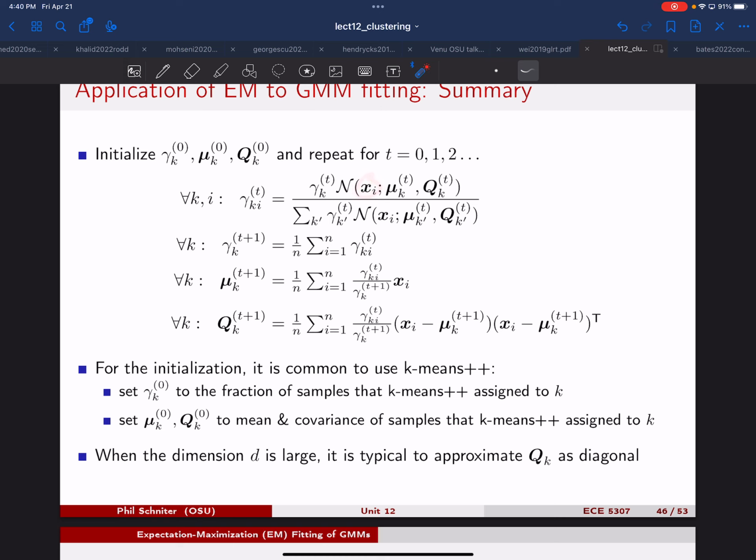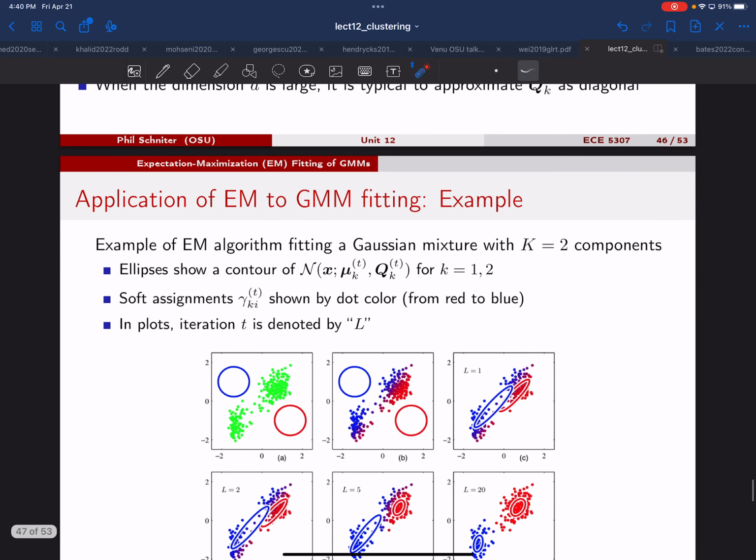How close are our samples according to that guess? For every sample, you'd ask how close it is to this Gaussian. Here we're plotting those gamma values. The gamma values, gamma i,k, are in the interval between 0 and 1, so we plot them on a color scale from blue to red. When gamma is close to 0, it's very blue, and when it's close to 1, it's very red.